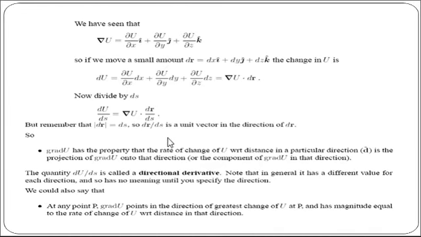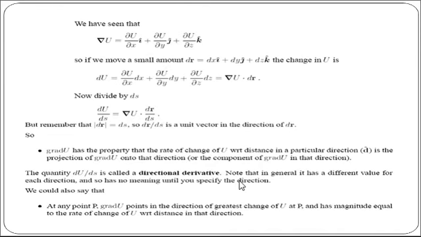So dr by ds is a unit vector in the direction of dr. That means, as already told in our previous slide, that grad u has the property that the rate of change of u with respect to distance in a particular direction d is the projection of grad u onto that direction. The quantity du by ds is called the directional derivative.